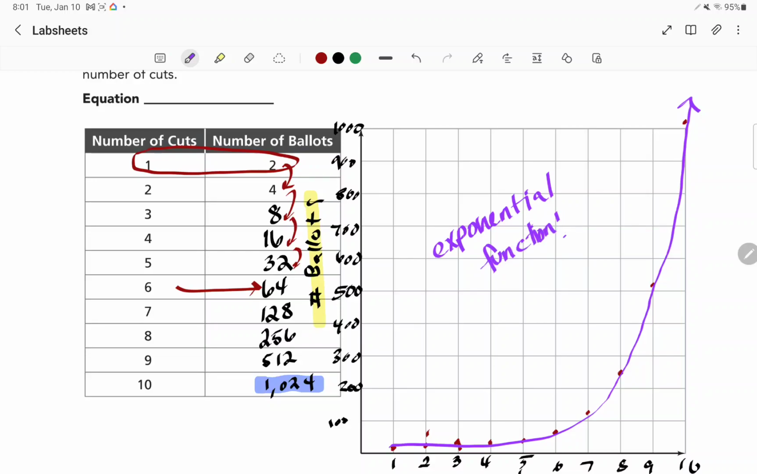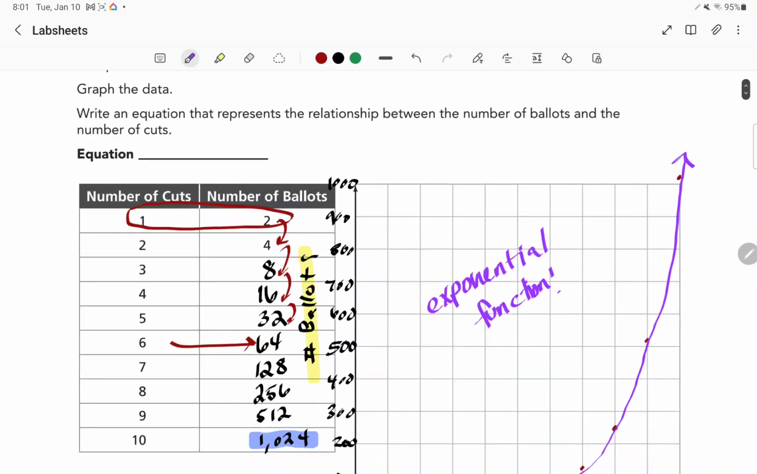Okay, and if we look at our equation, let's try to figure out our equation. How are x and y, how are the number of cuts and the number of ballots related? So we're trying to get, what is our equation here? If you haven't gotten an equation, pause the video and try to come up with that relationship between the number of cuts and the number of ballots, and then come back to the video. All right, so our equation is going to look like this. The number of ballots is equal to, so we'll say B is equal to the number of ballots.